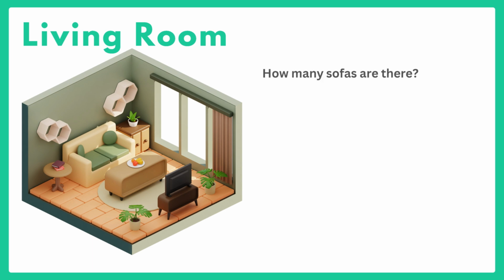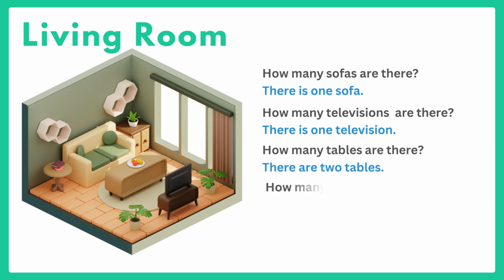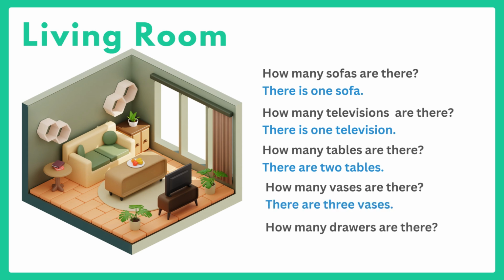How many sofas are there? There is one sofa. How many televisions are there? There is one television. How many tables are there? There are two tables. How many vases are there? There are two vases. How many drawers are there? There is one drawer.